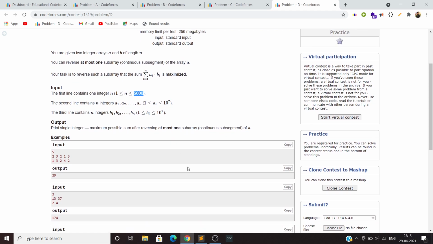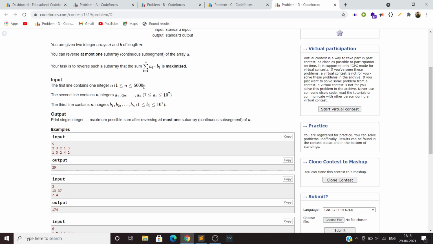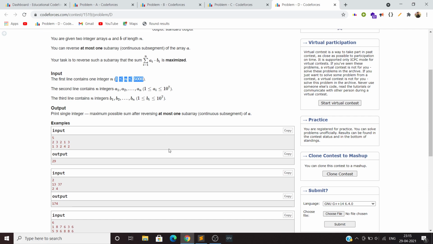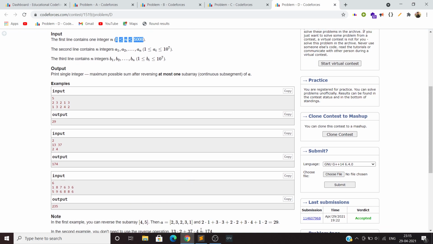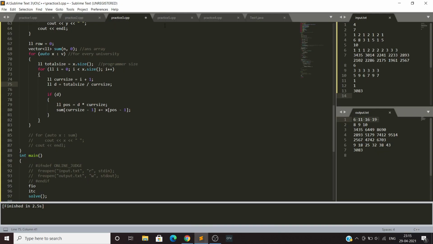So here, one thing to notice is that n is very small. So what we can do is dynamic programming with memoization: for every i and j, we can memoize the answer for that i and j and just calculate for every i and j. So what do i and j mean here?